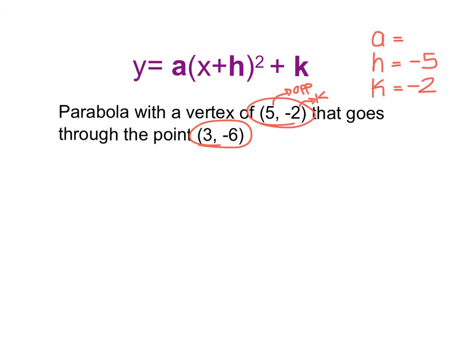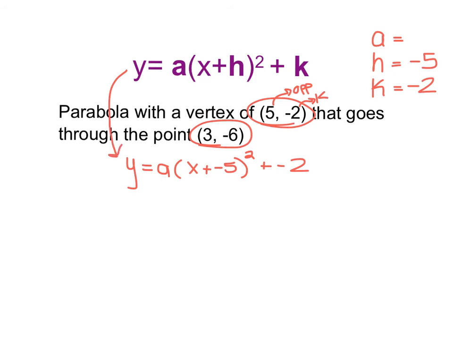So I can already plug 2 of those values into my equation. So let's start with that. So we have y is equal to a, parentheses, x plus -5, then you can put plus -2, or -2 on the outside, and then don't forget your squared next to those parentheses. So that's what we know so far, and that's as far as we can currently get.